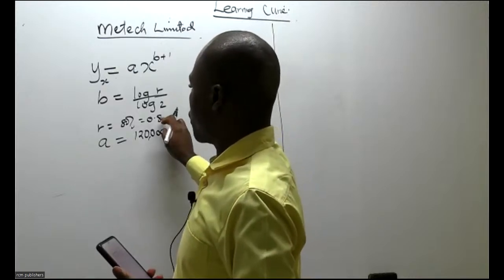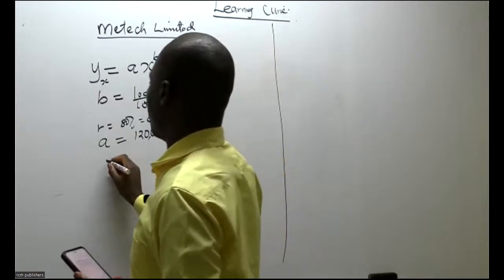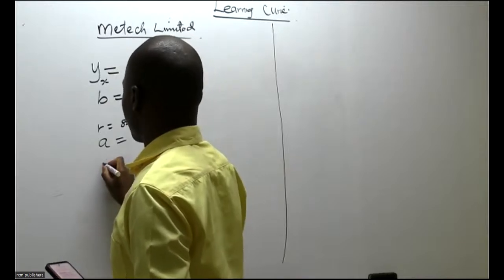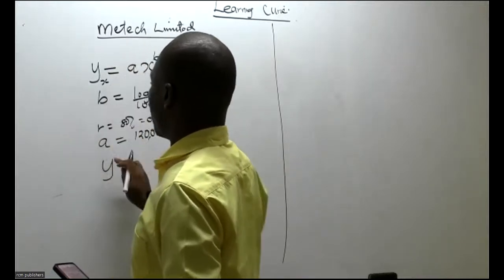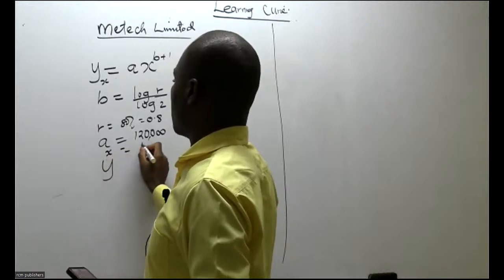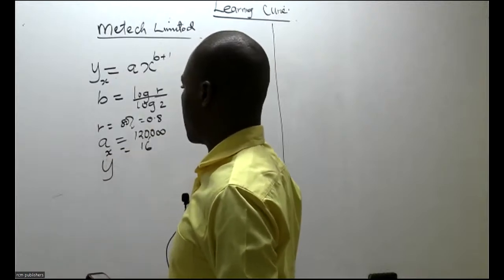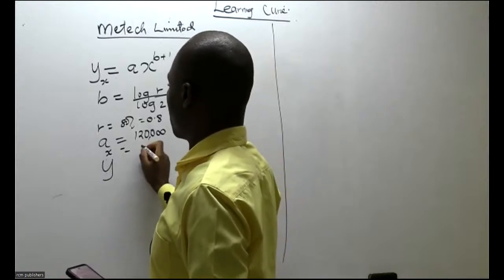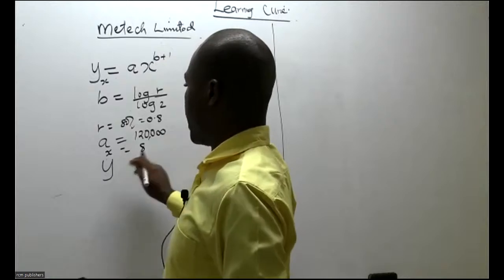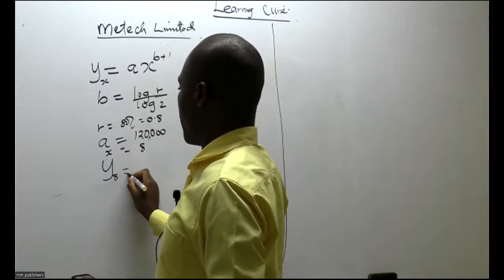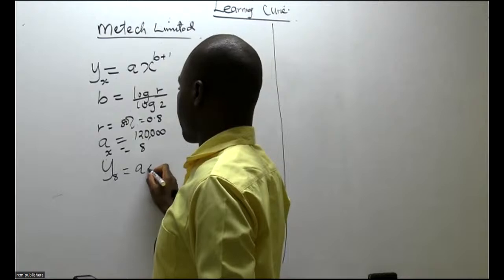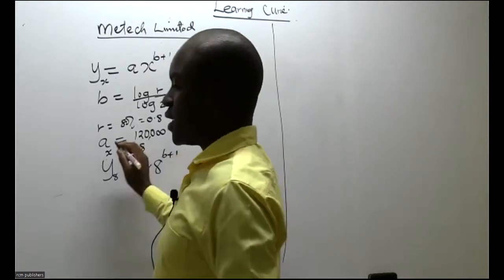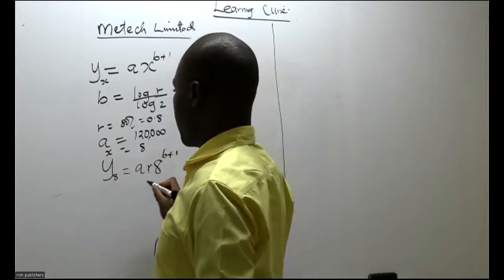Do we know how we are going to use this 0.8? We need to get the value of b. So here, for the total, our x is equivalent to 16, but we are told the first 8 batches. So with x of 8, our y at 8 will be equivalent to a times 8 raised to power b plus 1. So let's get the value of b.